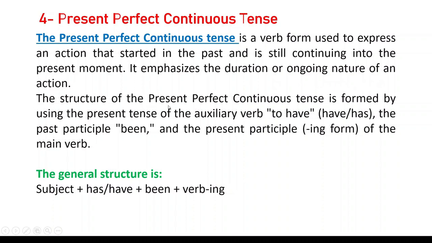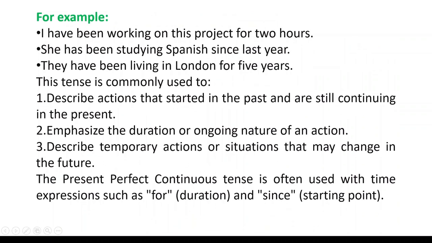The structure of the present perfect continuous tense is formed by using the present tense of the auxiliary verb to have, has, the past participle been, and the present participle ing form of the main verb. The general structure is subject plus has, have plus been plus verb ing. For example, I have been working on this project for 2 hours. She has been studying Spanish since last year. They have been living in London for 5 years.